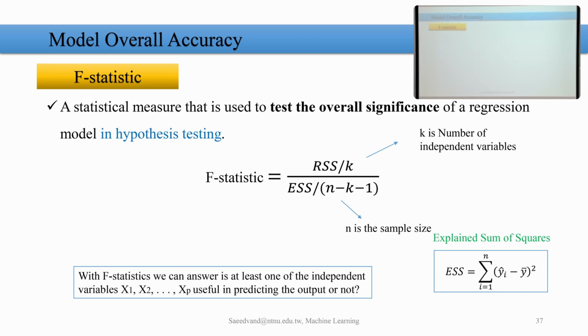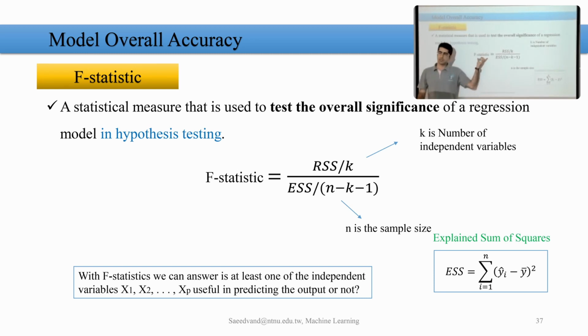As the next metric, we have the F statistic, which we use to evaluate the model from another perspective. It tests the overall significance of the regression model in hypothesis testing. Now you should recall how hypothesis testing works, for example the null hypothesis and the alternative hypothesis, so that the F statistic helps us to evaluate it.